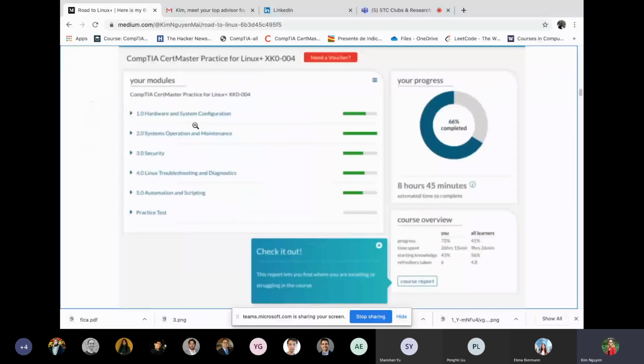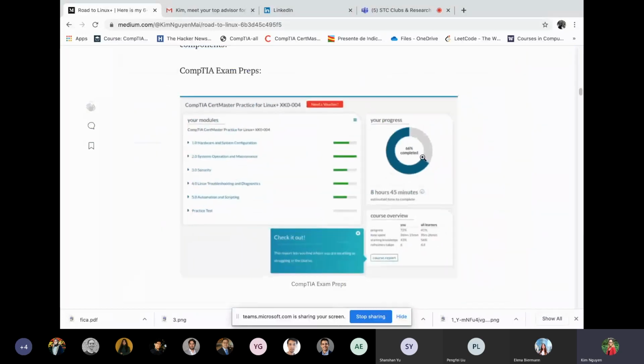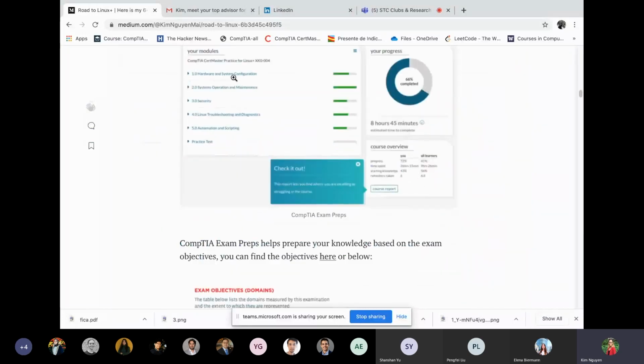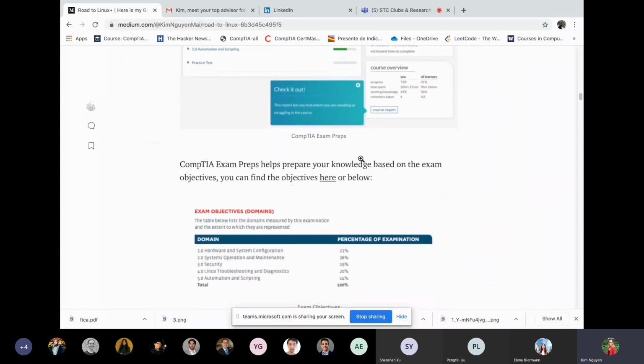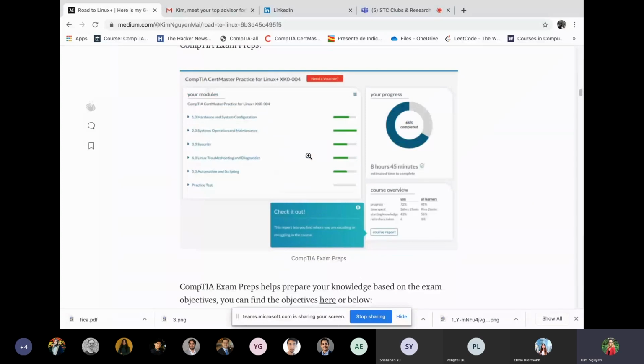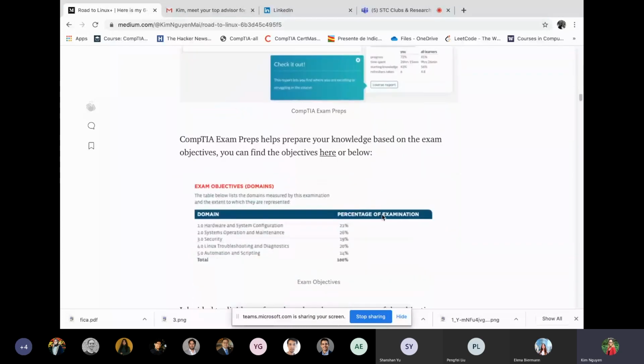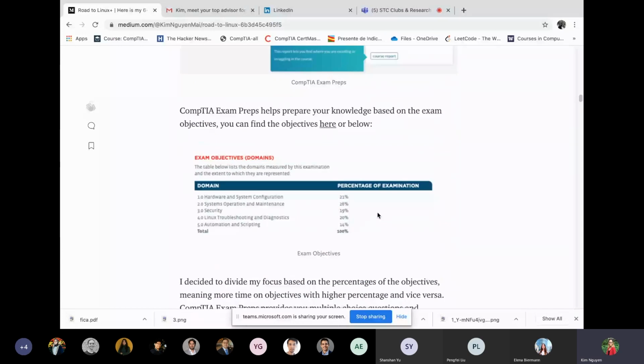They basically divide the content by the exam objectives. And if you open it up, each section has subsections. Basically it's multiple choice questions. And whether you choose the wrong answer or the correct answer, afterwards they give you the explanation of the options. So that's super helpful and it's not boring. And here's the percentage of the objectives that will show up in the exam.